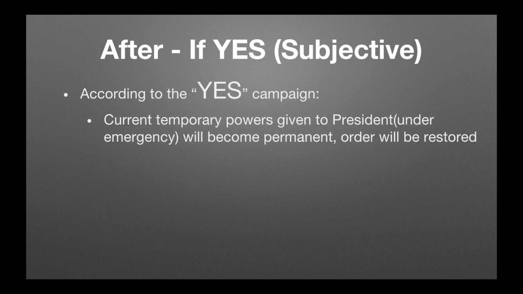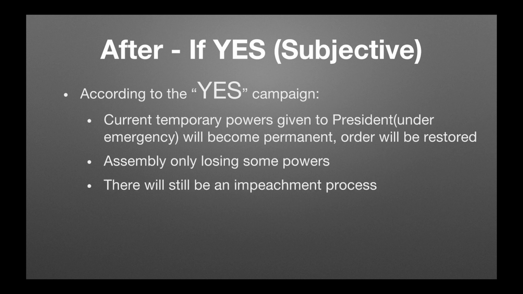Now let's get into the fun part, which is deciphering what would happen after the referendum according to both of the campaigns. First, the Yes campaign. Current powers given to the president under emergency will become permanent, therefore order will be restored. The assembly will be only losing some powers, therefore it's not a big crisis. Even if the president becomes a dictator, there's still an impeachment process the assembly can follow.